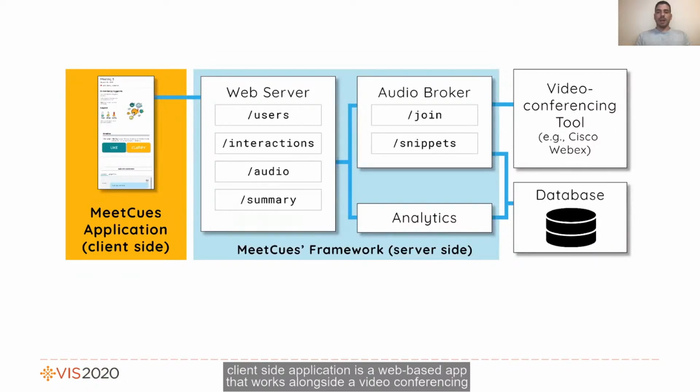The client-side application is a web-based app that works alongside a video conferencing tool called WebEx, but it can be easily integrated with any other online tool and provides a set of interactive and visual features to help people be engaged and reflect during their online meetings. The backend consists of two servers that serve the application content, record the meeting, process it, and generate analytics.